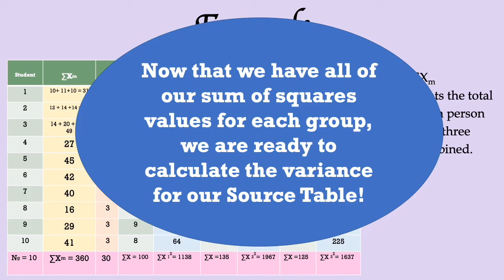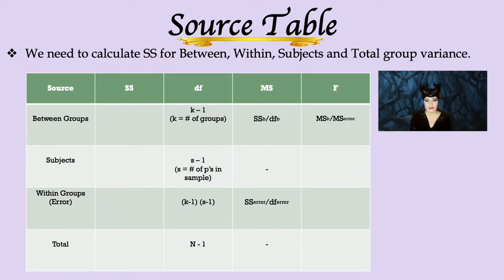So this represents the sum of all of the scores of the participants totaled together across all 3 conditions of time. Now that we have all of our sum of squares values for each group, we are ready to calculate the variance for our source table. Remember, the source table for the repeated measures design is a little bit different than it is for the between subjects, because now instead of 3 sources of variance, we're calculating 4. We have between groups variance, subjects variance, which tells us how the participants differed from themselves across time, within group variance, also known as error, and total group variance.